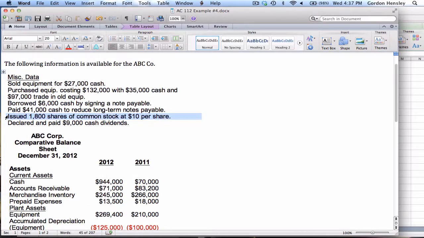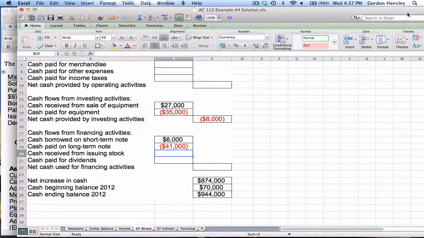The next item says that we issued 1,800 shares of common stock at $10 per share. Now, whenever we do that, we're making money on that. That's money coming in as an inflow. So the 1,800 shares, if we sold each one for $10 a share, that is $18,000. So under cash received from issuing stock, 18,000, and that's a positive.